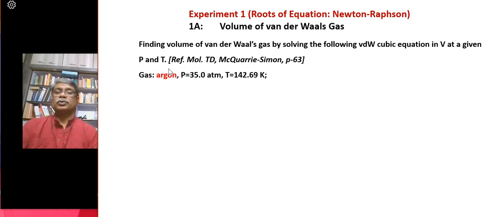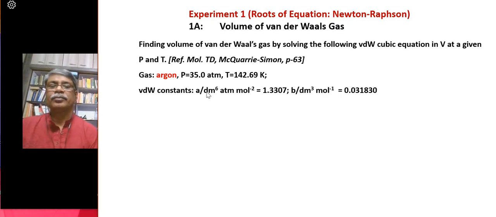Of course you have to choose a gas first. Suppose in our case the gas is argon, and from the text we have taken a given pressure of 35 atmospheres and a temperature of 142.69 Kelvin. Of course, for argon gas we have to collect the van der Waals constants A and B in proper units from the text. So that also we have collected, and A and B are given like this. Now all the parameters are at hand.